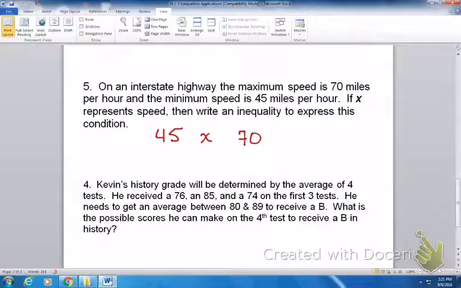So I'm going to start with the 70 part. I need 70 to be bigger than my X. So I'm going to put less than, but it can actually be 70 also, so it's going to be equal to. Now, between the 45 and X, I need X to be bigger than 45, but it can also be equal to it. Since X is by itself, that's our expression. So there you go. Let's finish up the last problem.